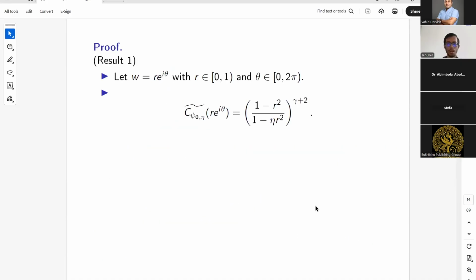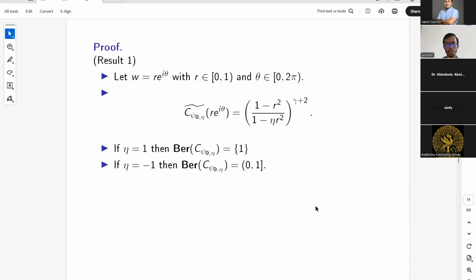And now I give a brief sketch of the main result. If we consider W equal to r e to the power i theta, for r belongs to the interval [0,1) and theta belongs to [0,2pi), then the Berezin transform at the point r e to the power i theta is given by this. And if eta is equal to 1, then the Berezin range of C psi 0 eta contains the single point 1, and this is convex. If eta is equal to -1, then we can calculate and get the Berezin range is the interval (0,1], and this is also a convex set.